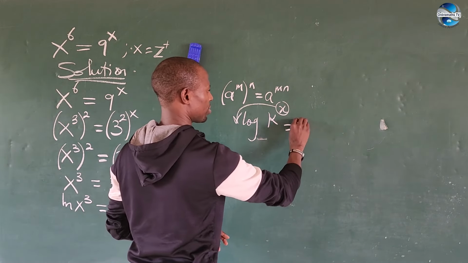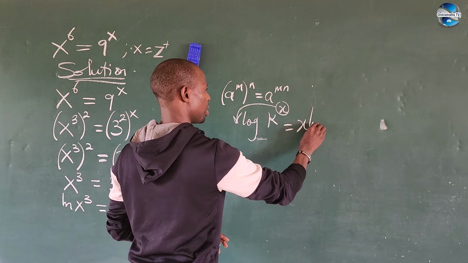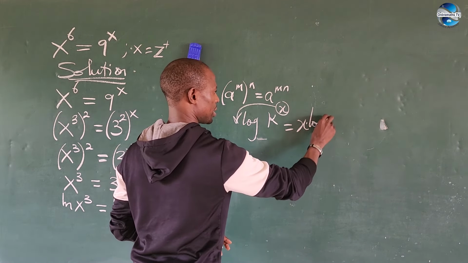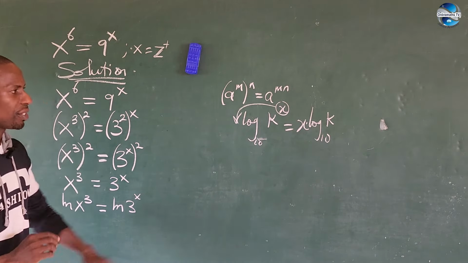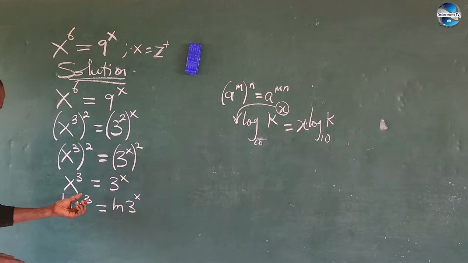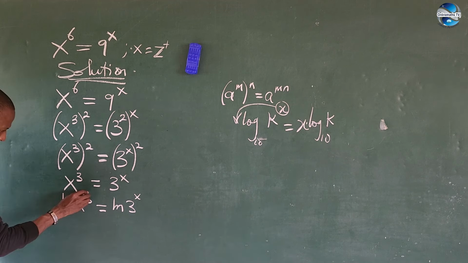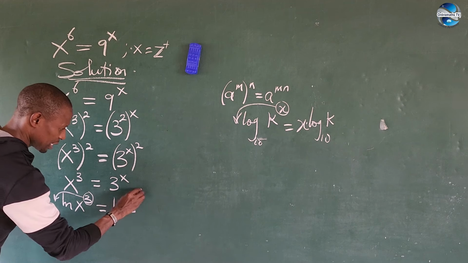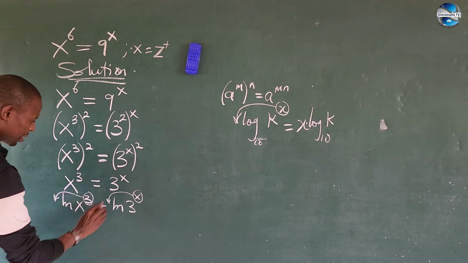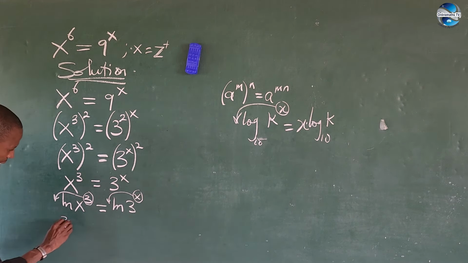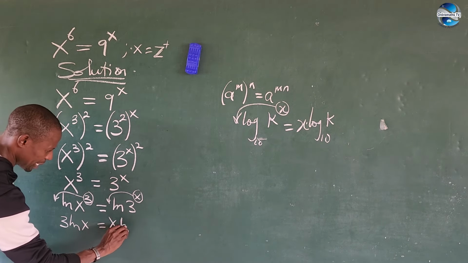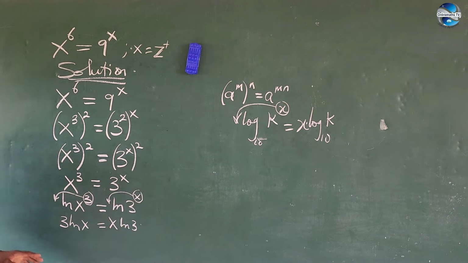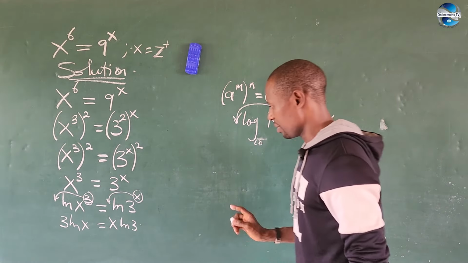So if we move this, it gives us x times log k. Here we have base 10. If we apply this rule, we can move the exponent 3 to the front here, and move this x to the front here. If we do that, we have 3 ln of x equal to x ln of 3.